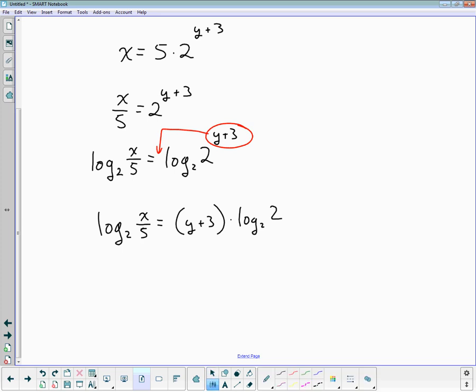And log base 2 of 2 is 1. And now we can get rid of the 3. Okay?